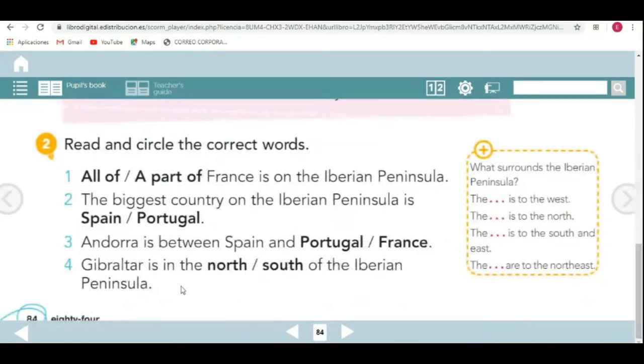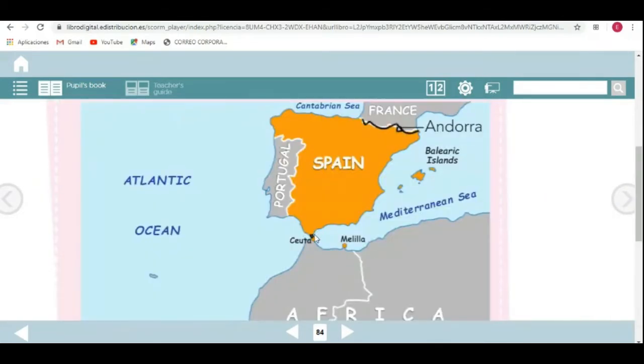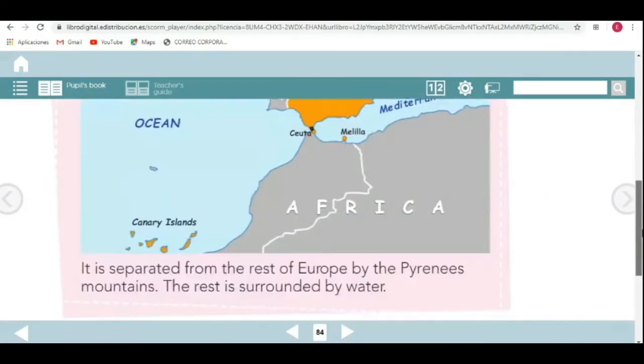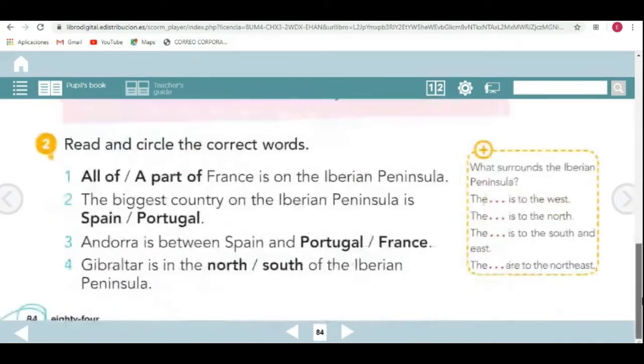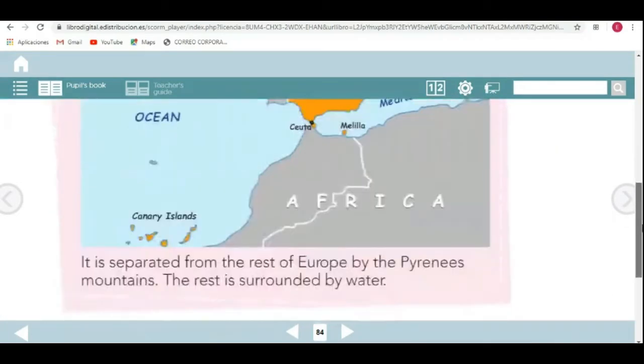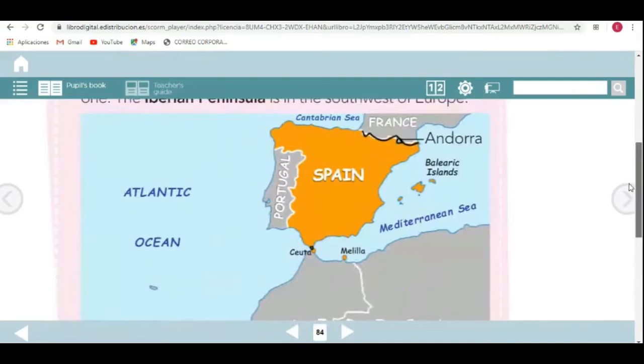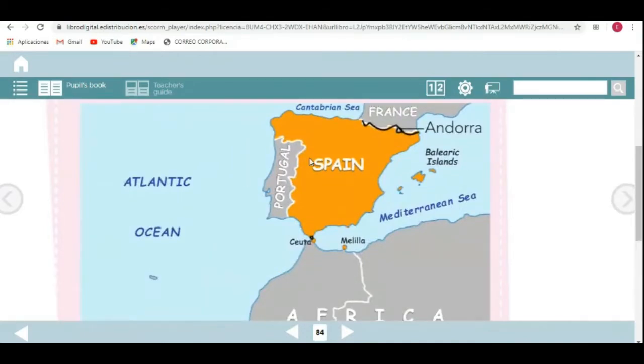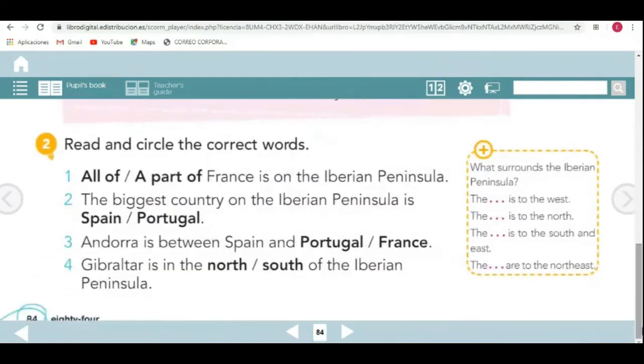Number 4, Gibraltar, remember, is on the south, over here next to Ceuta, but it is divided by the sea. Is it in the north or in the south of the Iberian Peninsula? Look at the map. It is not a compass, but you don't need one. So, is Gibraltar in the north or on the south of the Iberian Peninsula? Please think a little bit because I think that you will do very good.